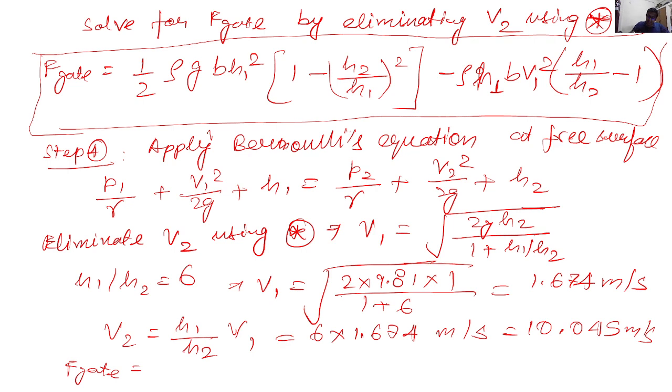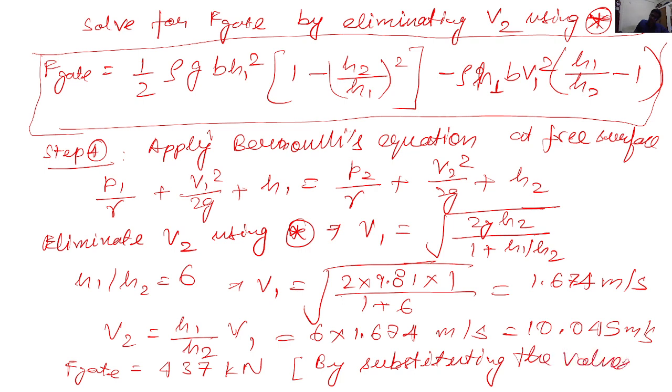And for F gate, the force required to keep the sluice gate at its own position, just put all the terms in the boxed expression, and you will finally get F gate to be 437 kilonewtons by substituting the values. So that's it.